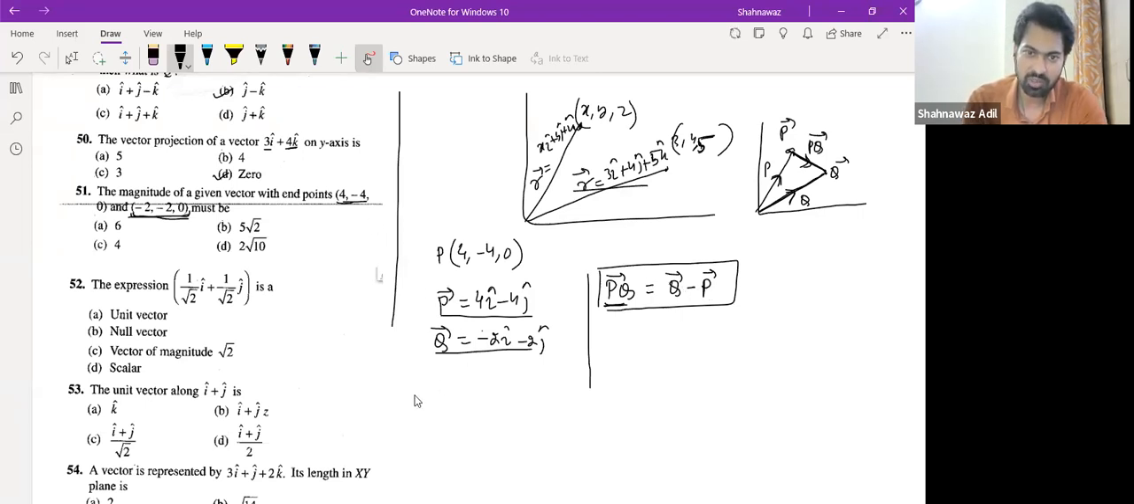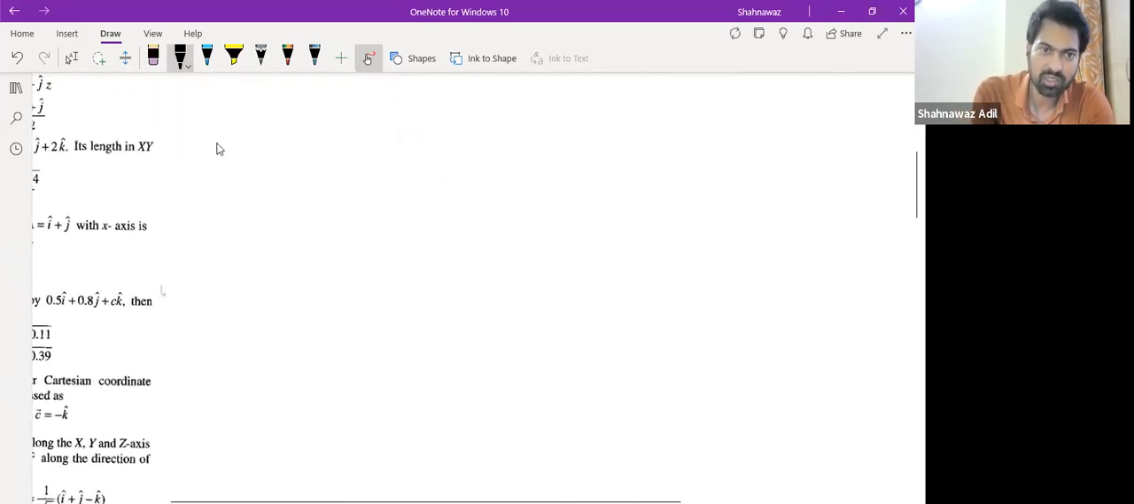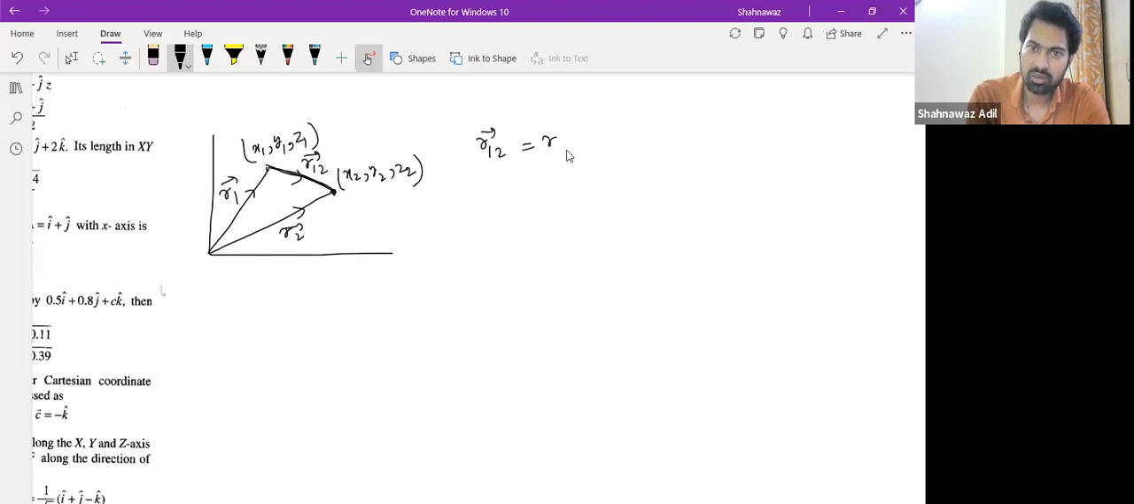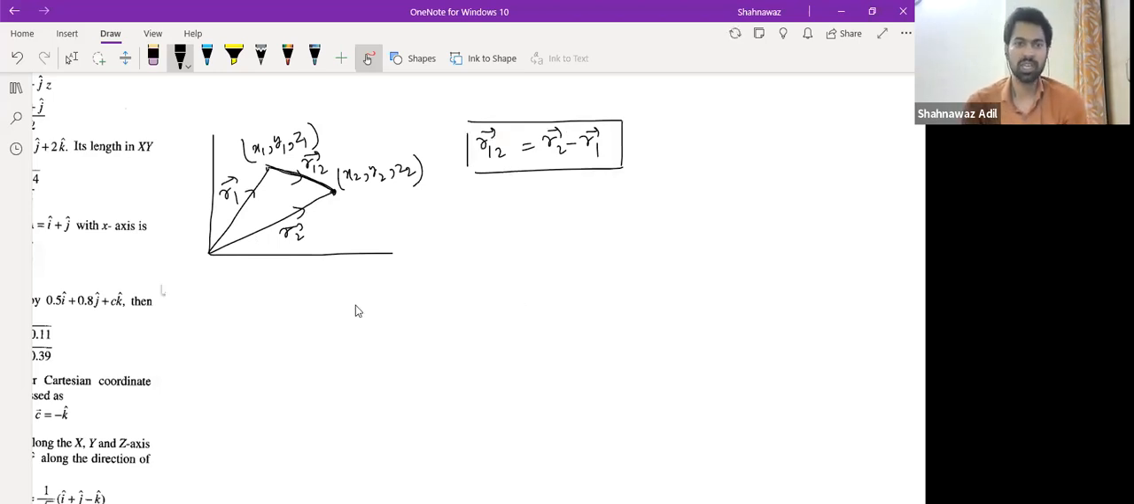Whenever the coordinates of two vectors are given, please keep in mind, let's say this is x1, y1, z1, this is r1, and you have this r2 vector, which is x2, y2, z2. We can calculate this displacement vector. So this r12 would be r2 minus r1. Please keep this in mind. Any doubt in this part?